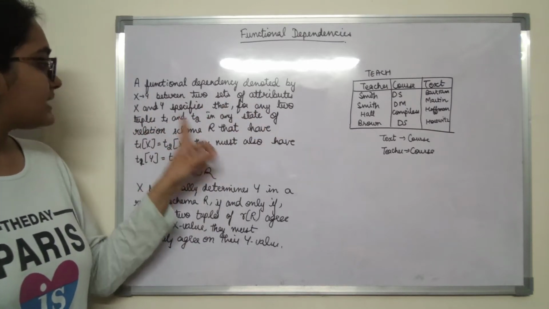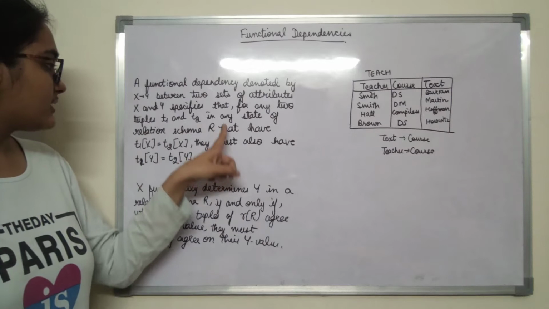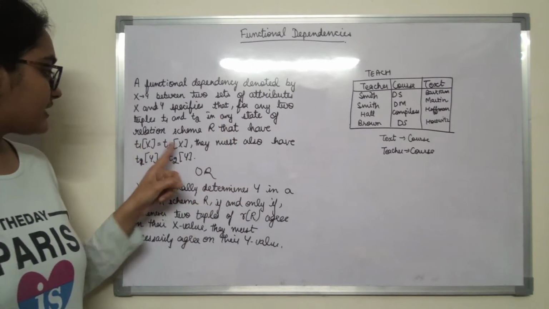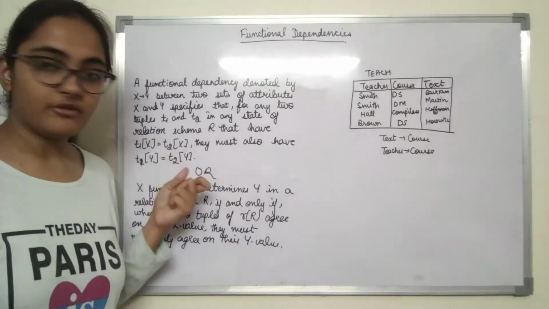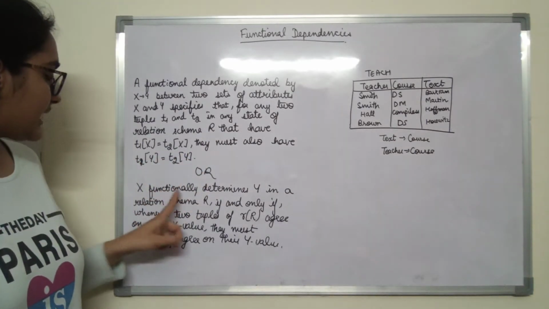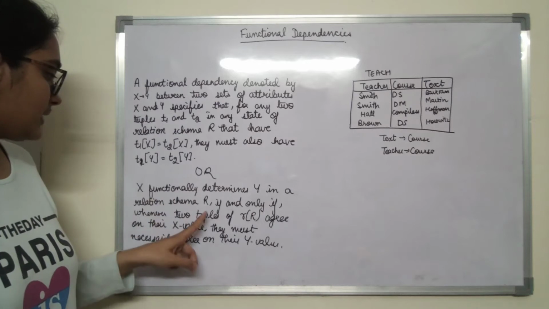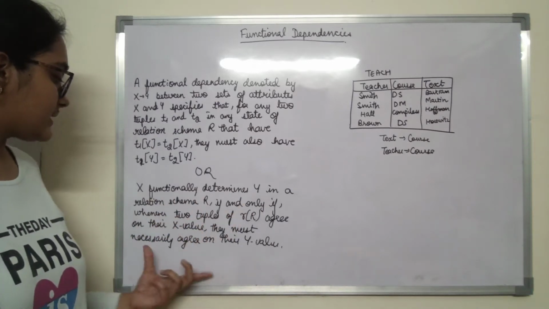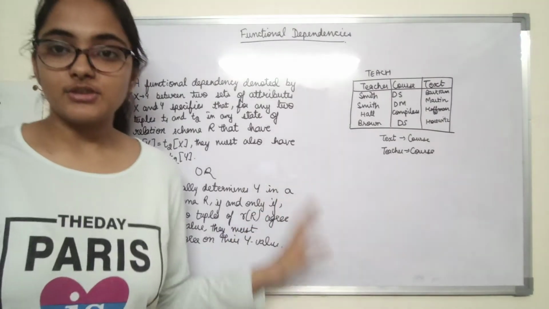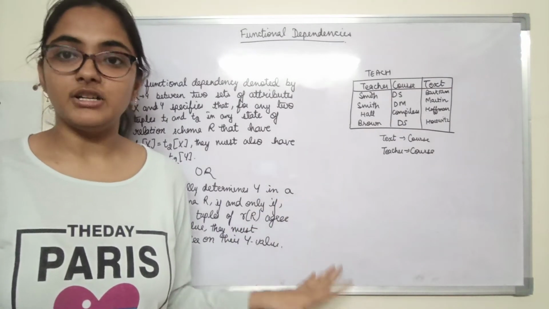for any two tuples t1 and t2 in any state of the relation schema R that have t1 of X equal to t2 of X, they must also have t1 of Y equal to t2 of Y. Or we also say that X functionally determines Y in a relation schema if and only if whenever two tuples of R agree on their X value, they must necessarily agree on their Y value. So this is the definition of functional dependency.